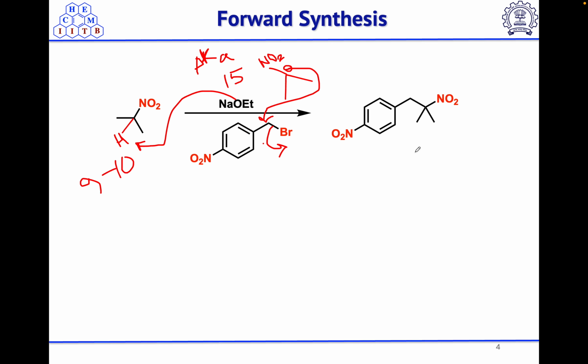So any doubt? This is pretty straightforward. Now the next step is the reduction. If you see the forward synthesis, we need to do the nitro to amine conversion. So this reduction we can do, and we got our final compound. So that is what we need. This was our target molecule.